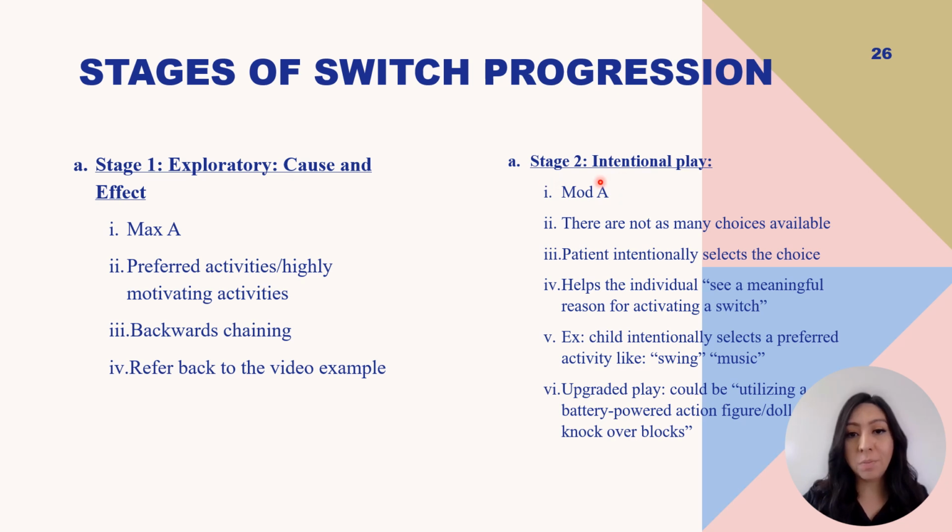So for stage 2, we have intentional play. So now the patient may require mod assistance. We don't have as many choices available, but we do want to encourage the patient to intentionally select a choice. So this is to help them see a meaningful reason for activating the switch. So for example, the child would intentionally select a preferred activity, maybe providing two options, swing or music.